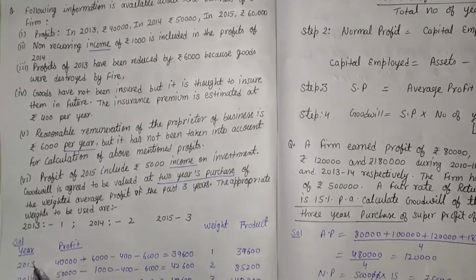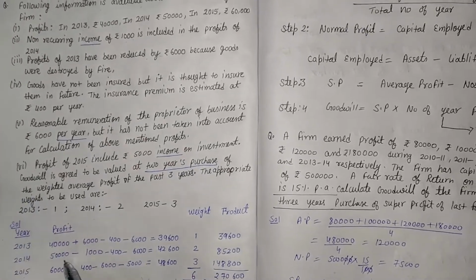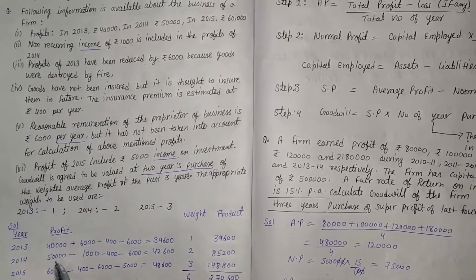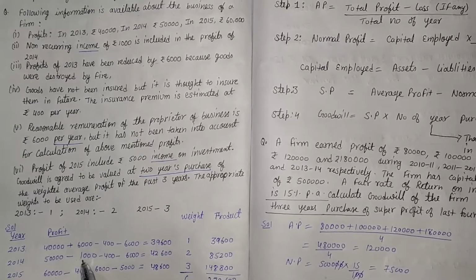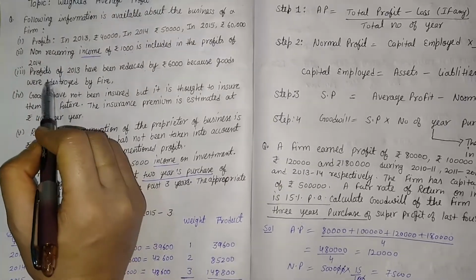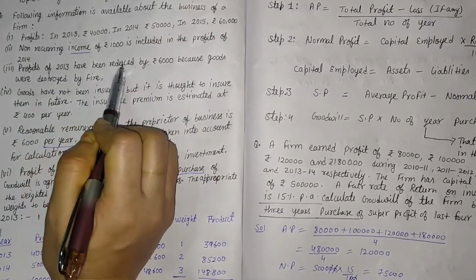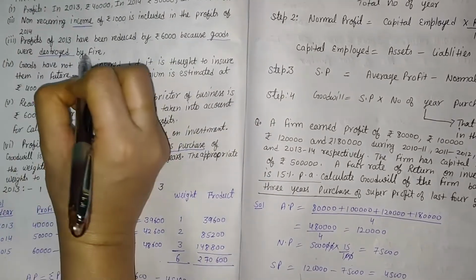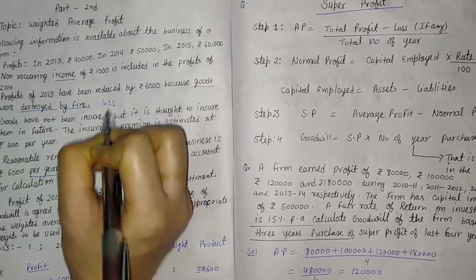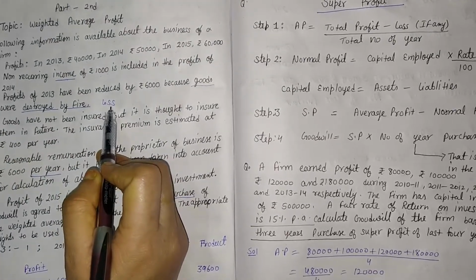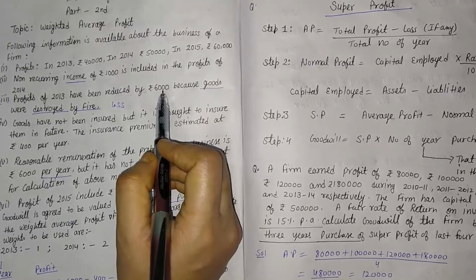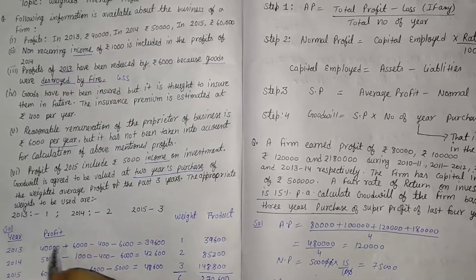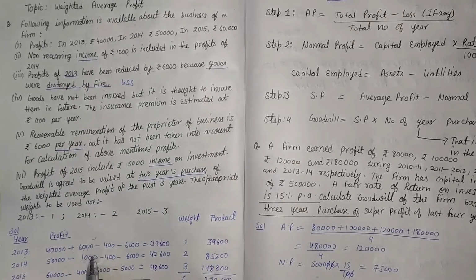Here 3 years are given, 2013, 14 and 15. We deduct that amount in the year 2014 because that information is related to the year 2014. So 1,000 we deduct from this. Now come to the third point, that is profit of 2013 has been reduced by rupees 6,000 for goods destroyed by fire. And that is one type of loss. Loss we can add this value because that is inversely related. So 6,000 is added to the year 2013.